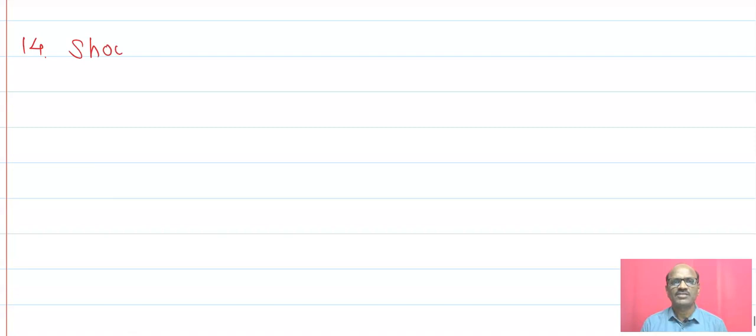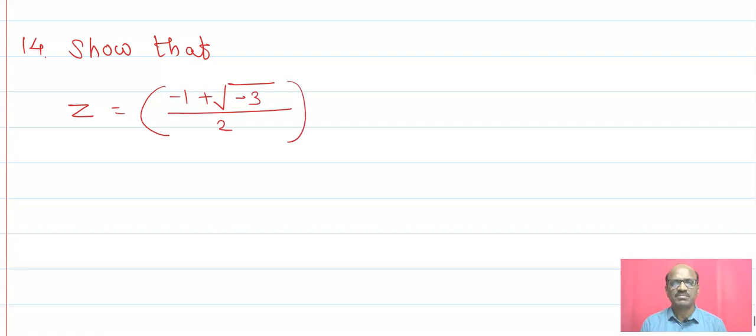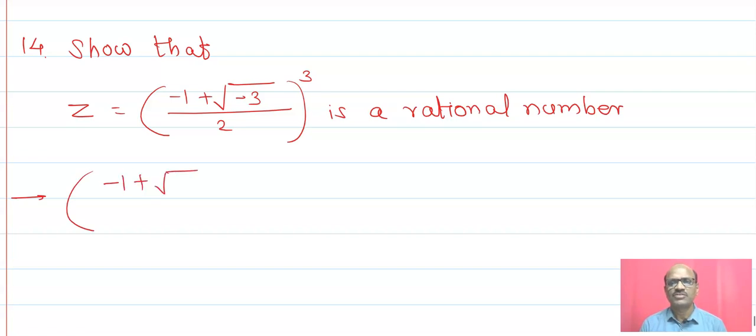Now the next, question number 14. Show that z is equal to minus 1 plus root of minus 3 upon 2, bracket cube, is a rational number. That is, it is of the form p upon q where q is not equal to 0.